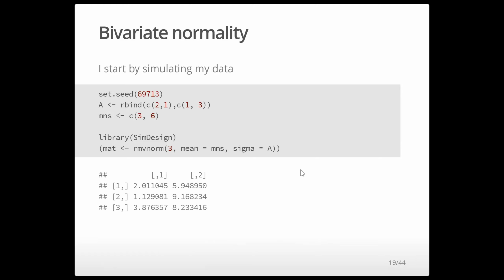So I'm starting by simulating my data. There isn't a random number generator, I don't believe, for the multivariate normal built into R, but of course there are packages that have it. So I create my matrix, create my mean vector, my covariance matrix, and simulate my data. So here are my simulated points. Each of these points is drawn from the multivariate normal distribution with this covariance and this mean vector.